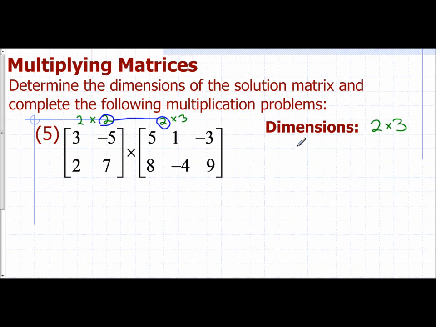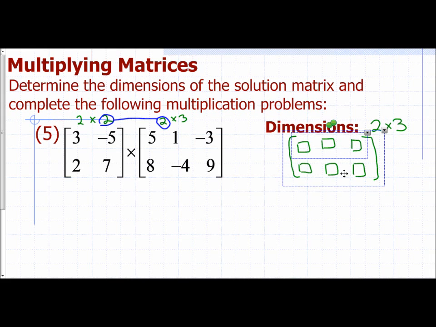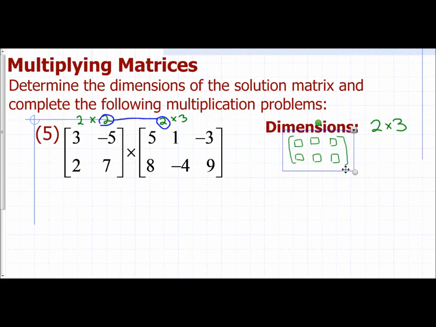That would be having 2 rows by 3 columns. And so our end result should look like this. We should have 2 rows by 3 columns. And so remember, when you are multiplying matrices, the way you go about doing it is to take the rows in the first matrix and you're going to multiply them by the columns in the second matrix. You're going to multiply by corresponding positions.